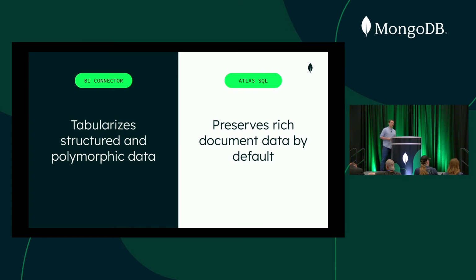The next key difference between the BI connector and Atlas SQL is how they handle structured and polymorphic data. Because the BI connector is an implementation of the MySQL wire protocol, it's constrained by the set of features and concepts that actually exist in MySQL. Unfortunately, this set of features and concepts does not include structured or polymorphic data. So the BI connector has to find a way to get rid of your structured and polymorphic data before it returns data to MySQL client software.